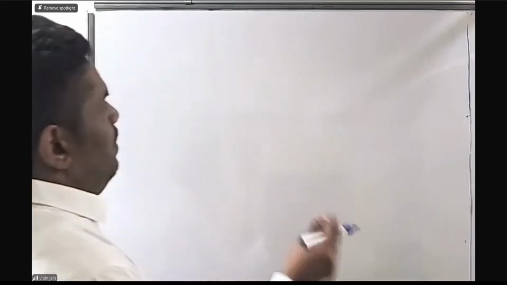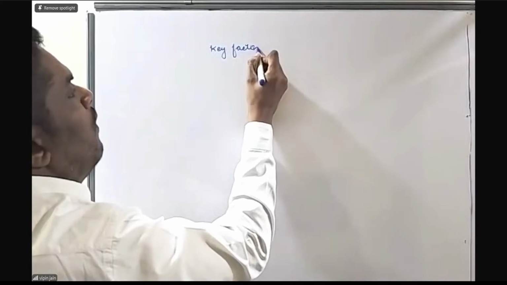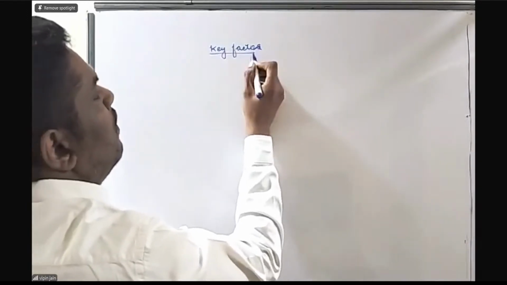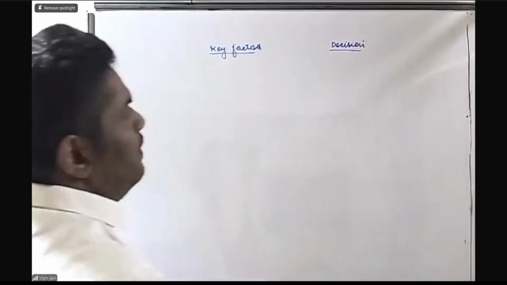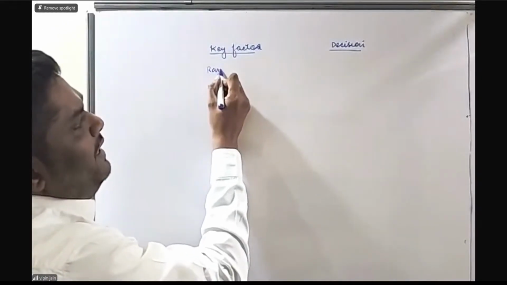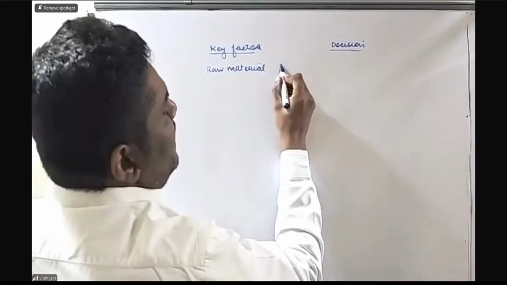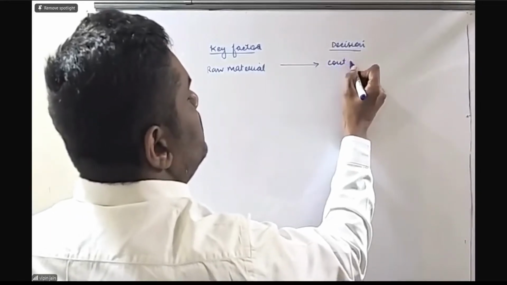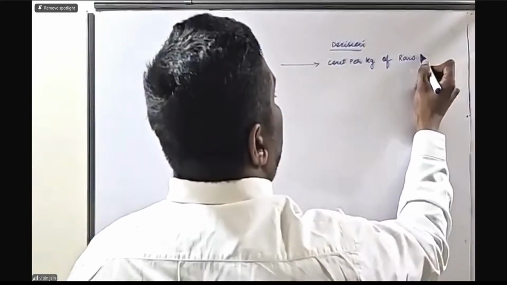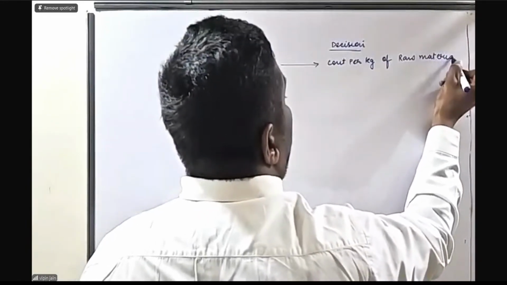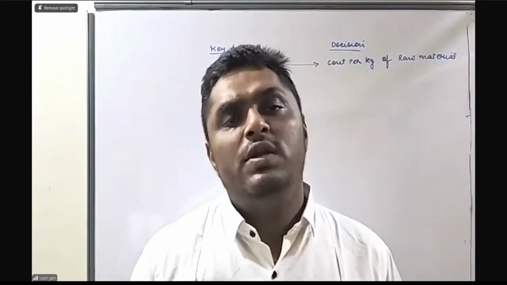So now, when talking about if raw material is in limited quantity, then my decision will be based on what? Contribution per kg of raw material. So we will select the product which is having the highest contribution per kg of raw material.